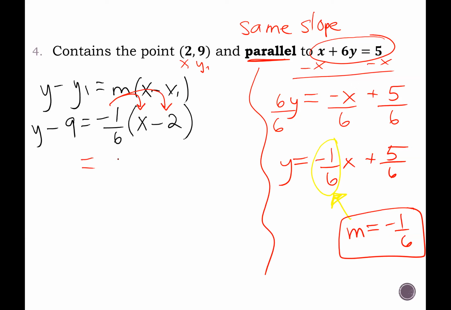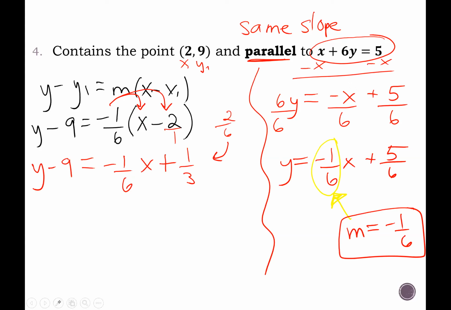So on the right side, we'll have negative 1/6 x. Negative times negative is positive. If I multiply 1/6 times 2 over 1, that would be 2 over 6, which just reduces to 1 over 3. So I'm going to write plus 1/3. So our full equation right now is y minus 9 equals negative 1/6 x plus 1/3.